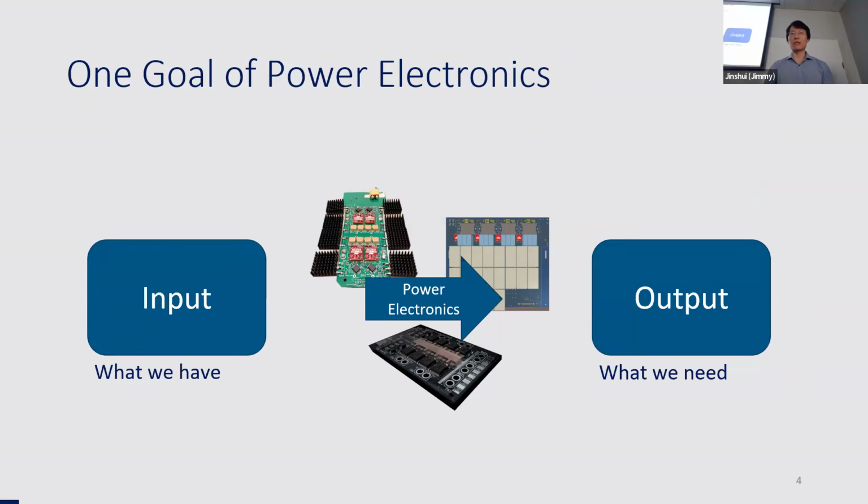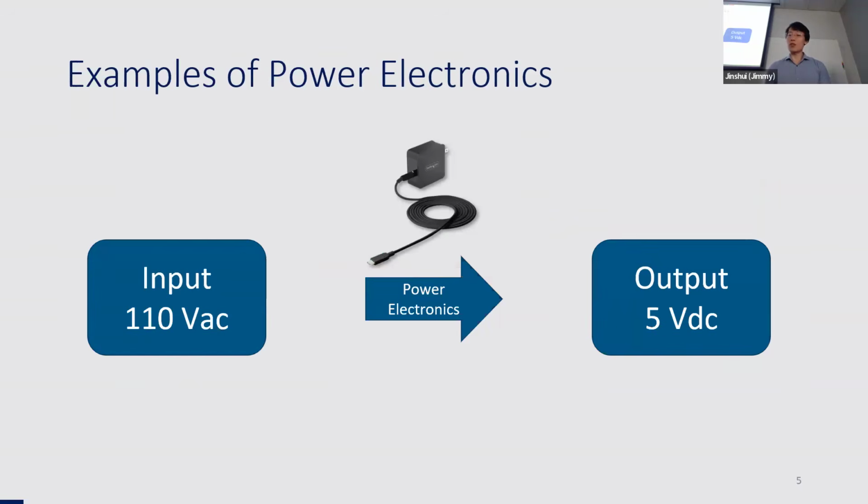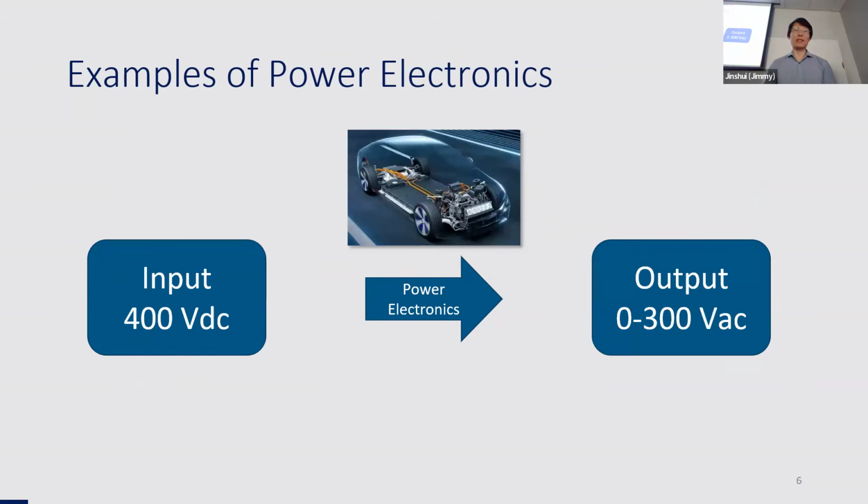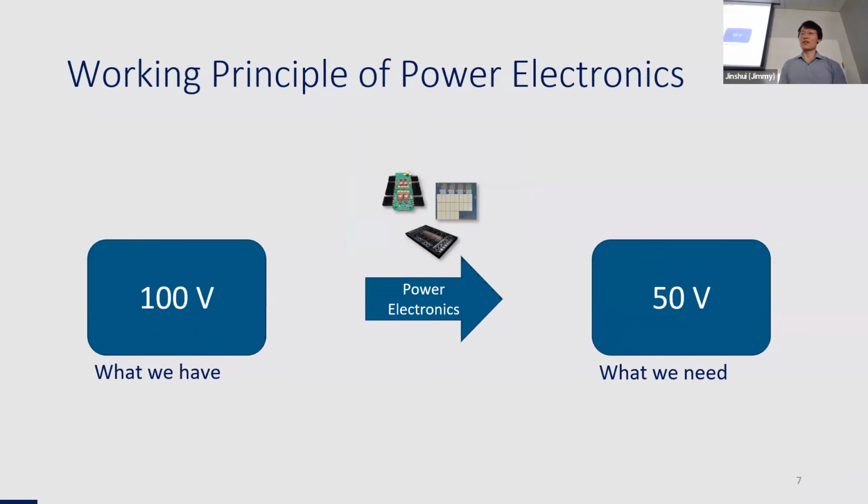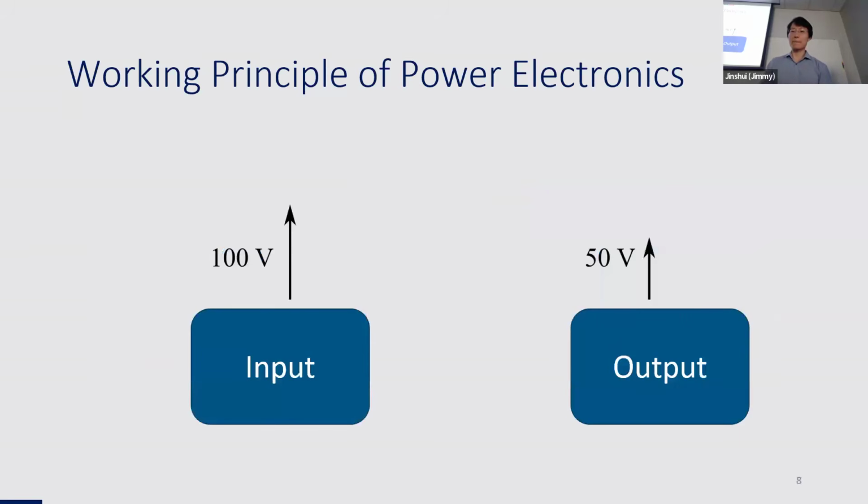The input and output of power electronics can be very different. For example, our phone charger needs to produce a 5-volt DC output from a 110-volt AC input. And our electric vehicles need to convert 400 volts from the battery to an alternating 300 for the motor. And we can list thousands of different examples. But now let's look at a simple one. Here we want to get a 50-volt output from a 100-volt input. So how can we bridge this difference?